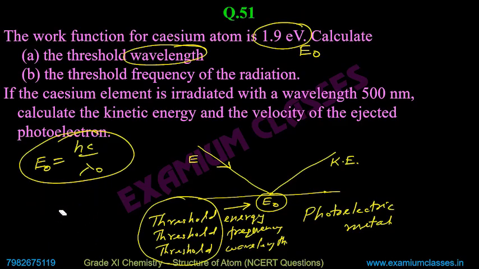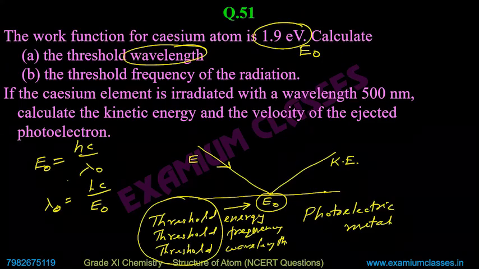But here that is not applicable because energy is given. You have to use energy to get value of lambda naught. So lambda naught here will be hc by E naught. Make sure that you convert the value of E naught to joules. Otherwise, your answer will be wrong. Okay, threshold wavelength is required.